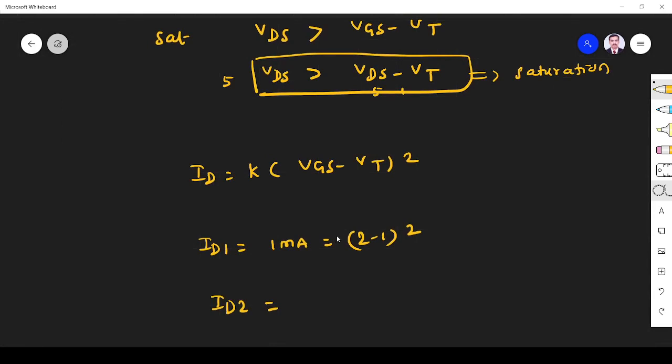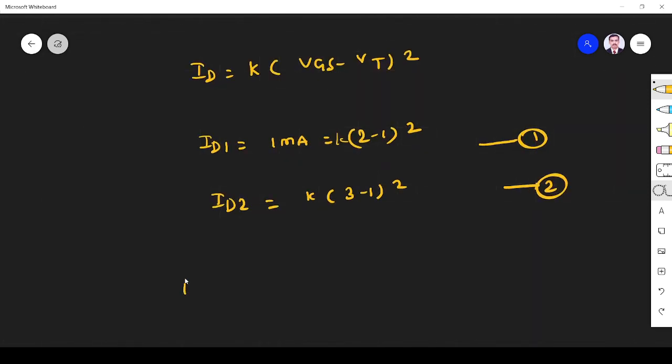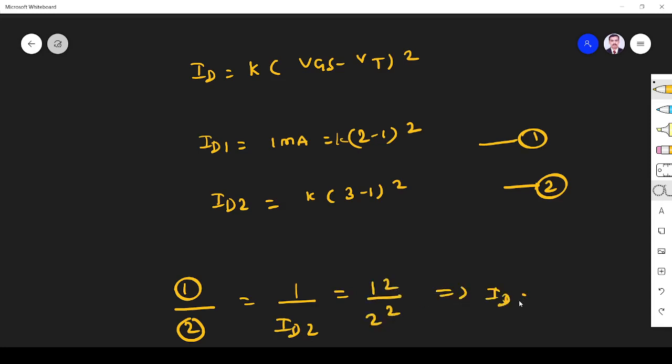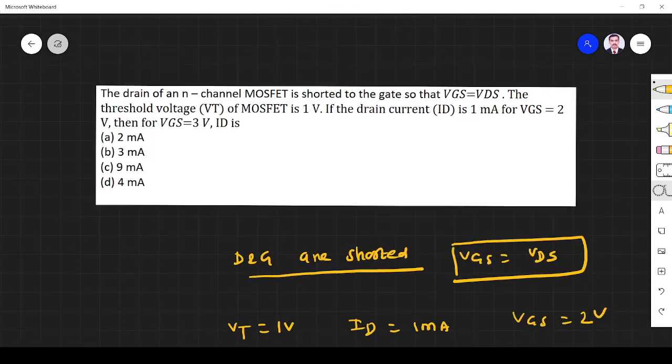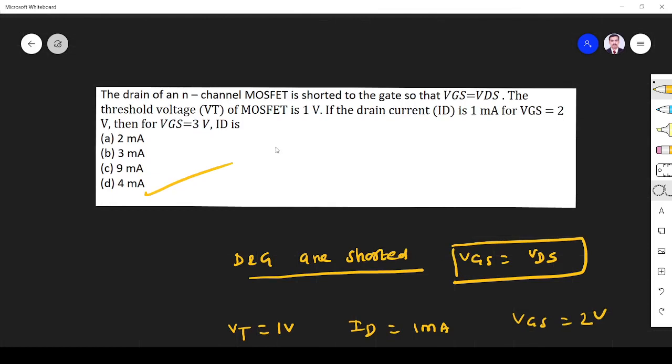Let K be as it is. K into 3 minus 1 square. Let us check equation number 1 and equation number 2. We will divide 1 by 2. 1 by 2 means ID1 by ID2, which is equal to 1 squared by 2 squared. So ID2 is equal to 4 milliamps, because ID1 is 1 milliamp. So ID is 4 milliampere. So the answer is 4 milliampere.